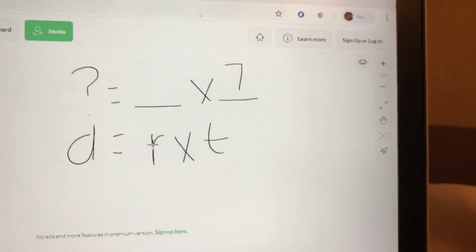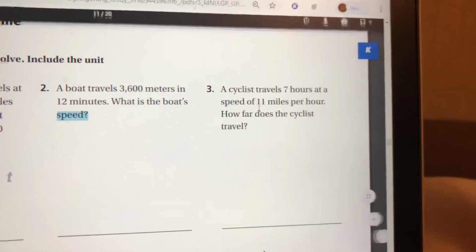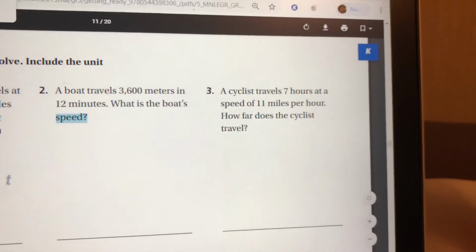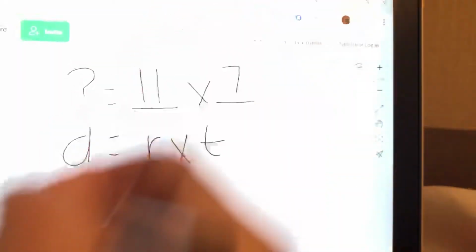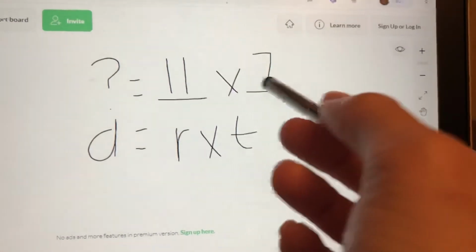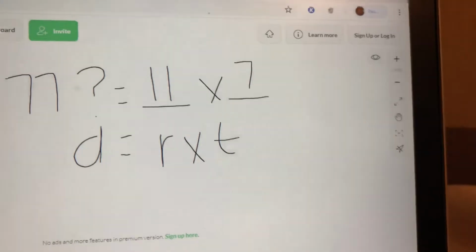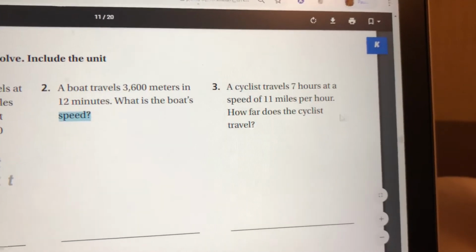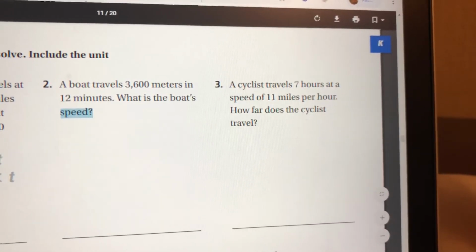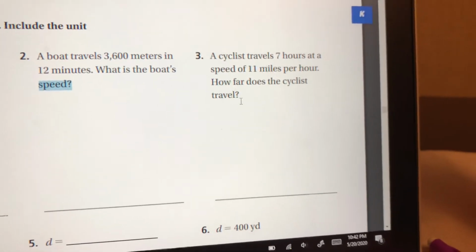Now, what would be the rate? How fast are they going? Well, they're going 11 miles per hour, so that would be our rate. So 11 will go here. This is the easiest one. All we have to do is 11 times 7, and that would give us your distance. So 77, but 77 what? We're talking about miles, right? So how far does a cyclist travel? 77 miles would be the way to answer the question properly.